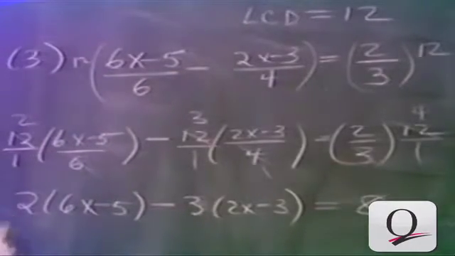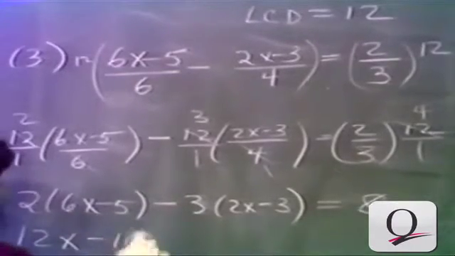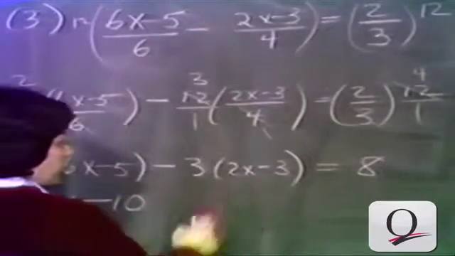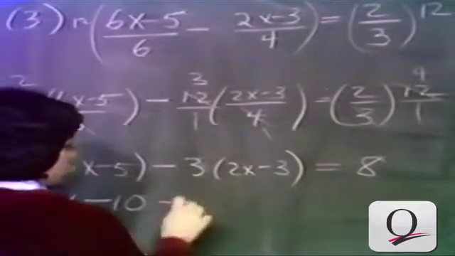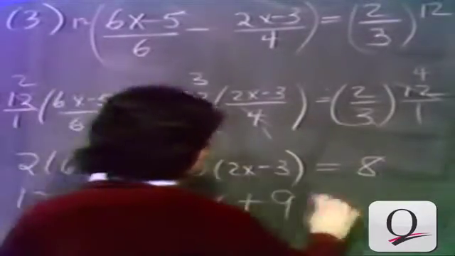Now, here we have to distribute the 2 through the parentheses. 12x minus 10. Okay, and here distribute the minus 3 through the parentheses. So minus 3 times 2x is minus 6x. Minus 3 times minus 3 is plus 9, equals 8.